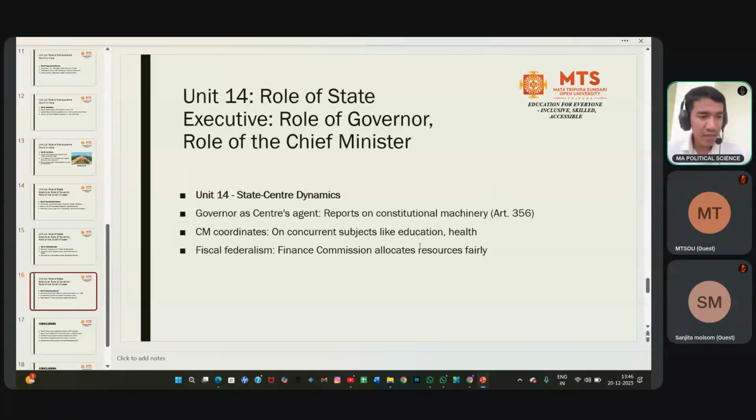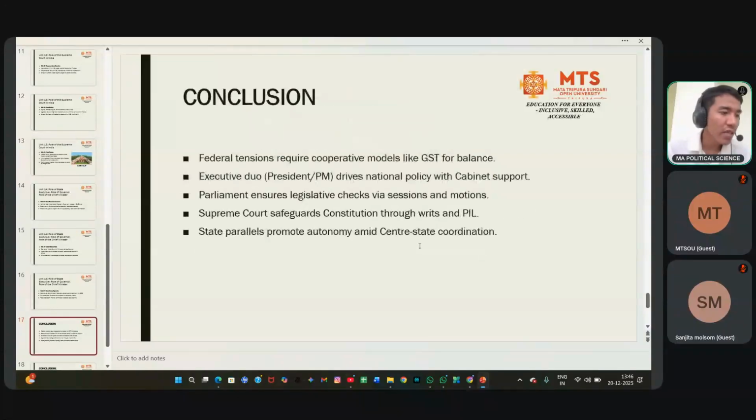Fiscal federalism, that is regarding capital and money: the Finance Commission allocates resources fairly. Money is very important, and budget and finance are very important. So the Finance Commission always allocates resources fairly so that states can develop. So these are the things, the relationship between the central government and the state government. Finally, we are now at the end part of our discussion today.